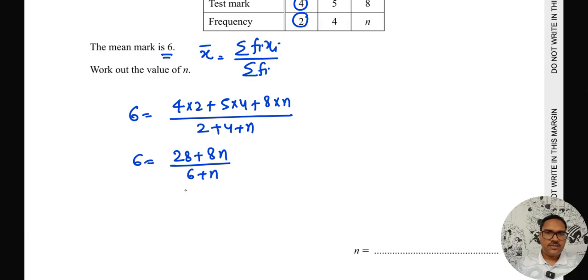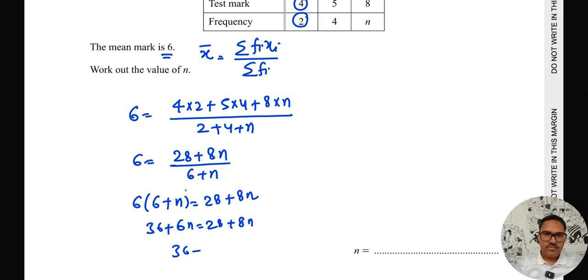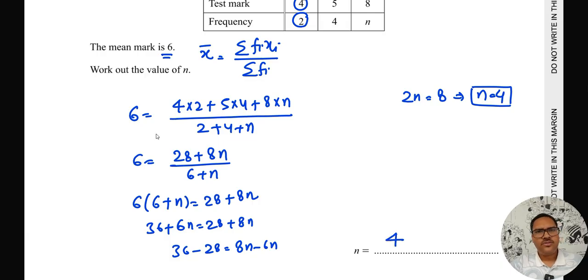So now you can cross multiply this. This is 6 multiplied with 6 plus n. Now this is the equation which you have to solve. Correct? So this is 36 plus 6n equal to 28 plus 8n. If you rearrange this, you can clearly see this is 36 minus 28 is equal to 8n minus 6n. So if I further solve this, 8n minus 6n is 2n, and 36 minus 28 is 8. So what is the value of n? N is equal to 4. So what is the answer? This is equal to 4. That is how you can easily solve this question.